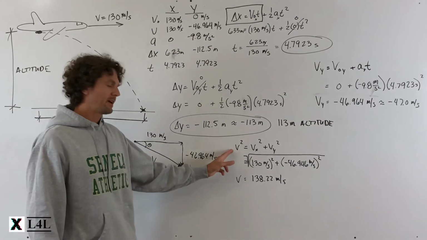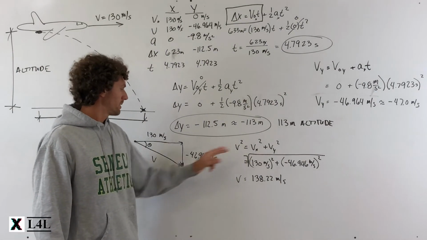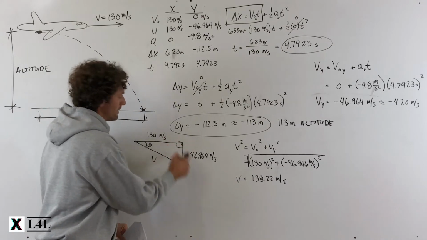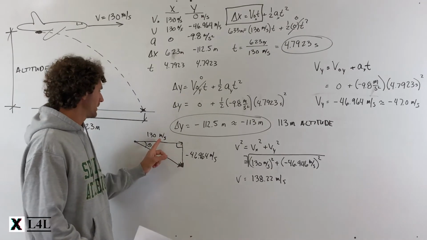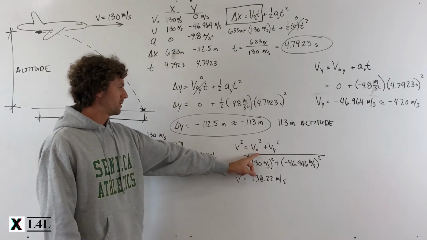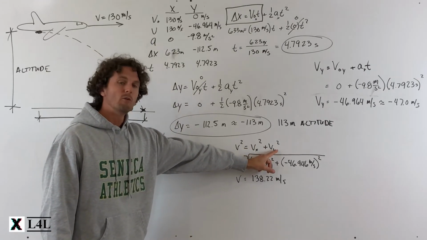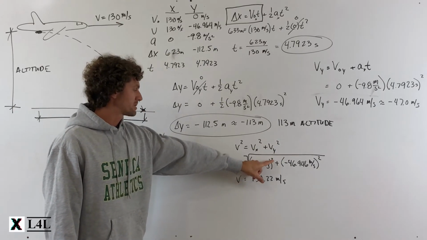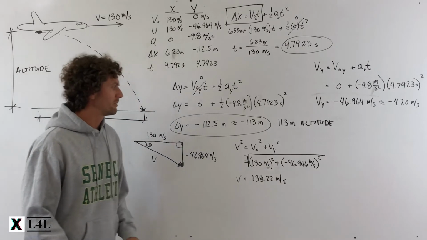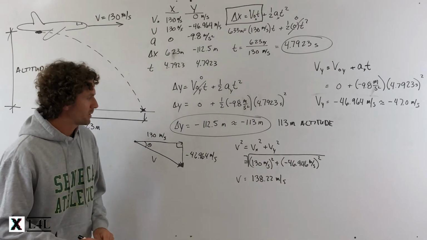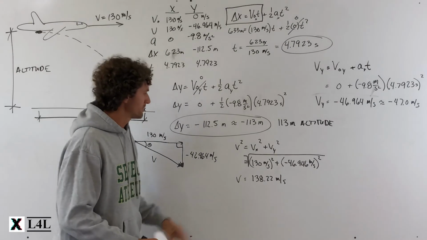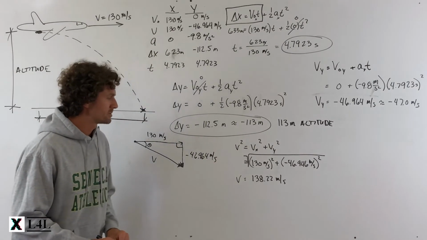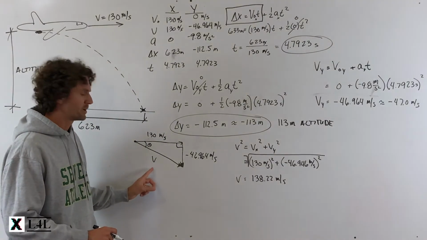All right, so using Pythagorean's theorem, v squared, the resultant velocity vector, is going to be the sum of the squares of the 2 components, the vertical and the horizontal. So v squared equals horizontal velocity squared plus the vertical component squared. Plugging them in, we find it's 130 meters per second squared plus negative 46.964 meters per second squared. We're going to square root that entire sum to find v. And the velocity is 138.22 meters per second. That's how fast we are moving.